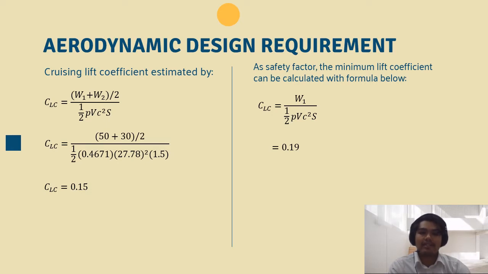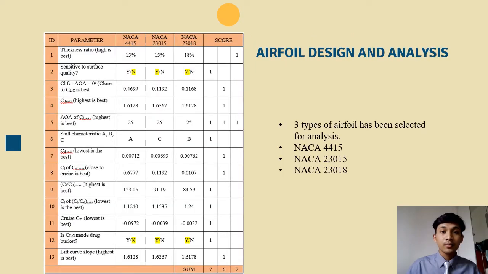Thank you. Hi, Assalamualaikum. My name is Nick Muhammad Haikal Ashraf and I will talk about the airfoil selection by using the perf chart method. We have chosen three types of NACA airfoil for analysis to select the best to use for our UAV. The three types of NACA airfoils are NACA 4415, NACA 23015, and NACA 23018.